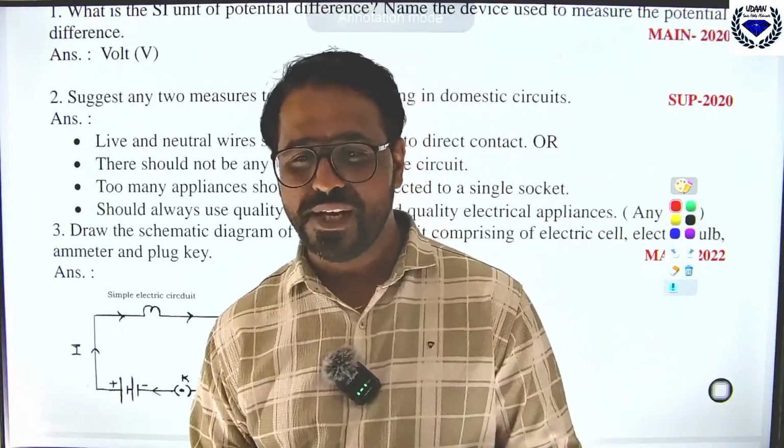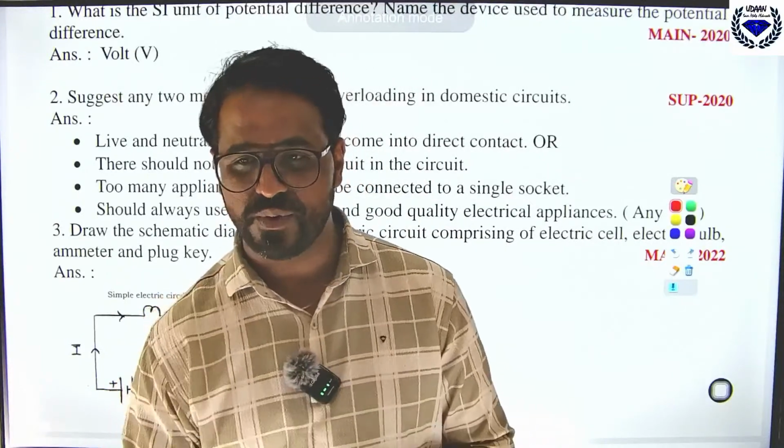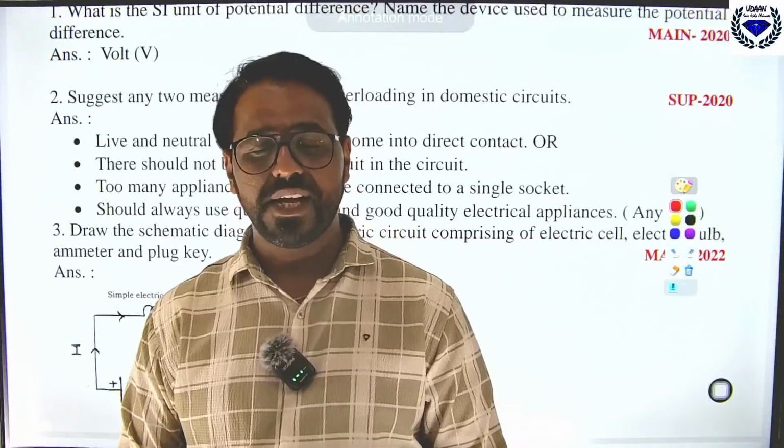Voltmeter is the right one. So Abdul has messaged volt. Volt is a unit. Voltmeter is a device. So those who have written volt, it is wrong.